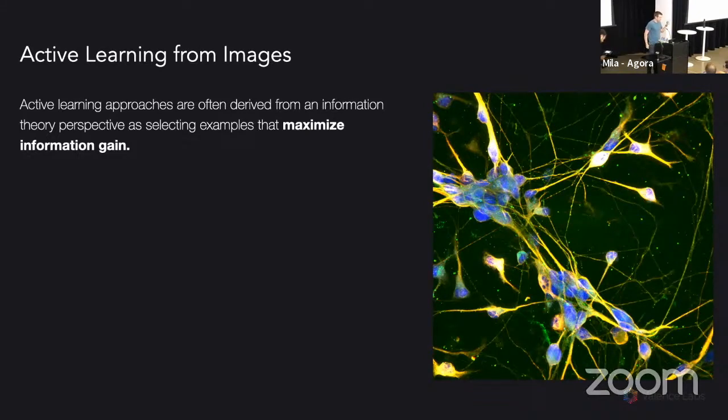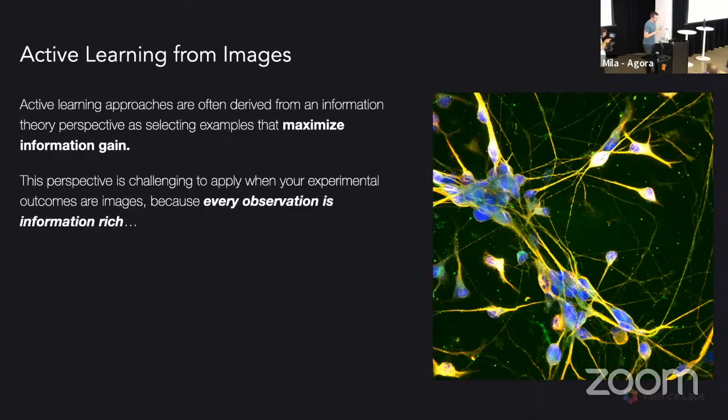I'll note that active learning approaches are often derived from an information theory perspective, in terms of finding examples that maximize information gain under some notion of information gain. This perspective is really challenging to apply in these settings because when your experimental outcomes are images, every observation is information rich. So you're comparing high entropy things to high entropy things. Good estimates of entropy are hard in themselves, and so reliable comparisons between these high entropy things are very difficult.